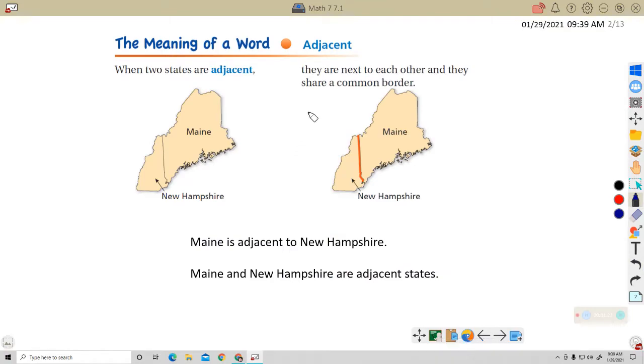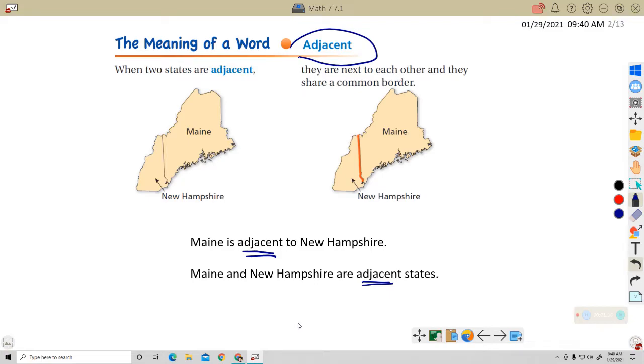We have this new word, adjacent. Let's talk about the word outside of a math context. When two states are adjacent, they are next to each other and they share a common border. So here's New Hampshire, here's Maine, here is the border between New Hampshire and Maine. We can say Maine is adjacent to New Hampshire, or we can say Maine and New Hampshire are adjacent states. Okay, so it's an adjective that means that two things are next to each other.